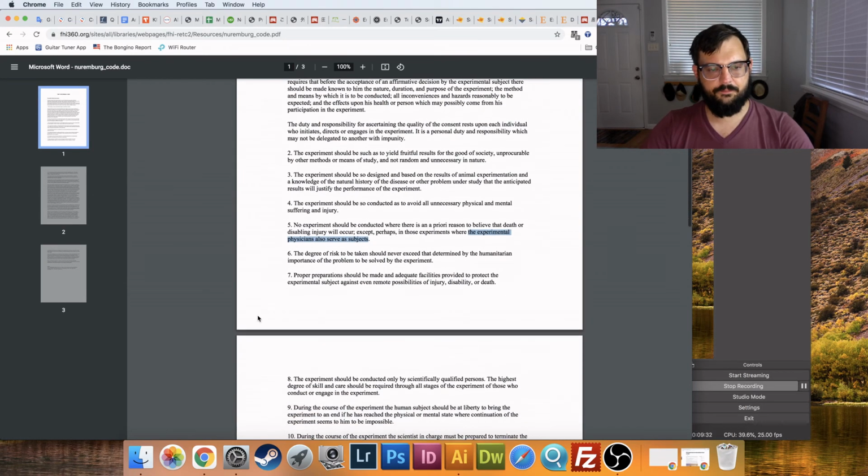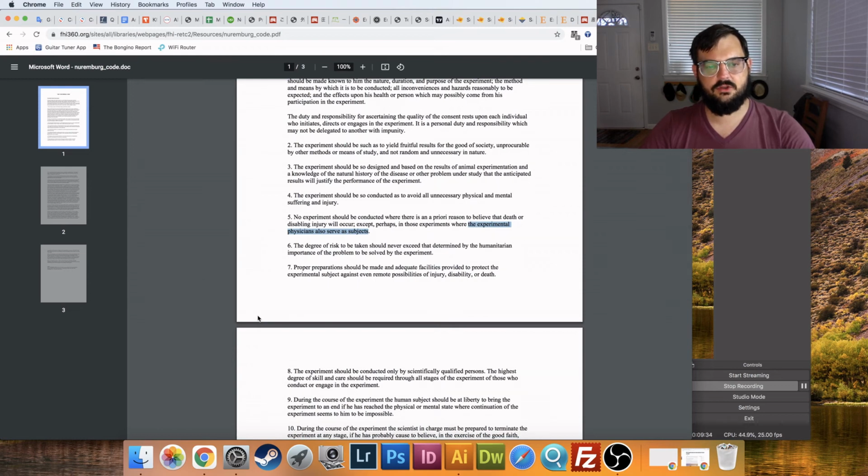Number 6, the degree of risk to be taken should never exceed that determined by the humanitarian importance of the problem to be solved by the experiment. Yes, cost-benefit analysis. Risk-reward. Is that being done today?